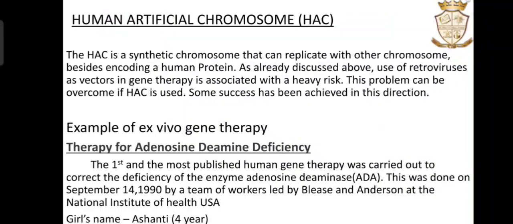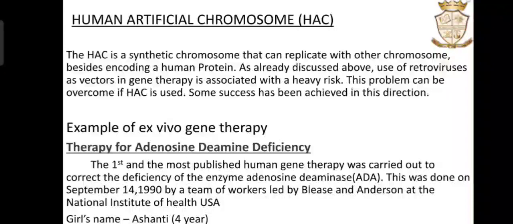Human artificial chromosome, HAC. The HAC is a synthetic chromosome that can replicate with other chromosomes besides encoding the human protein. As already discussed above, the use of retroviruses as vectors in gene therapy is associated with a heavy risk. This problem can be overcome if human artificial chromosome is used. Some success has been achieved in this direction.